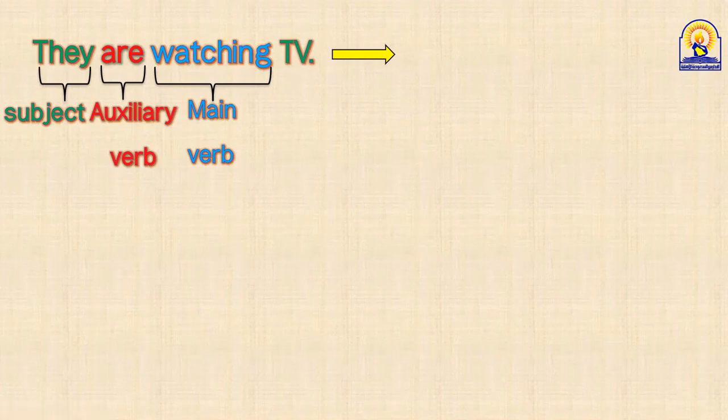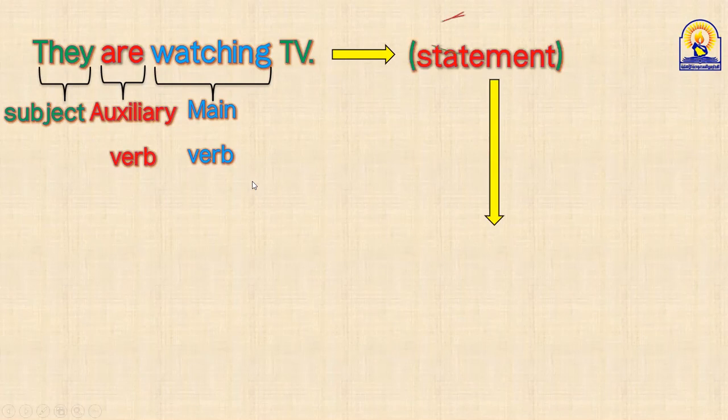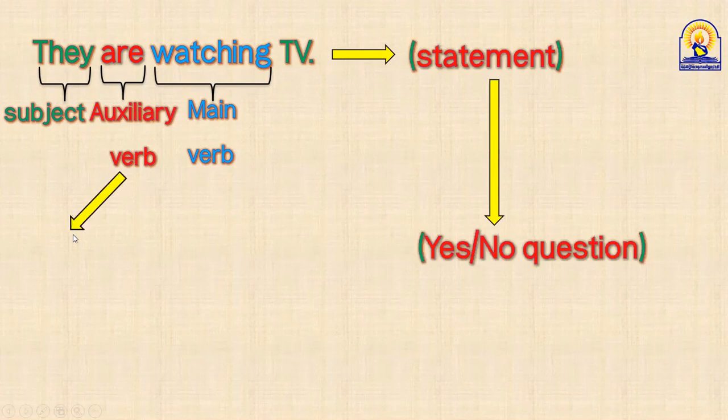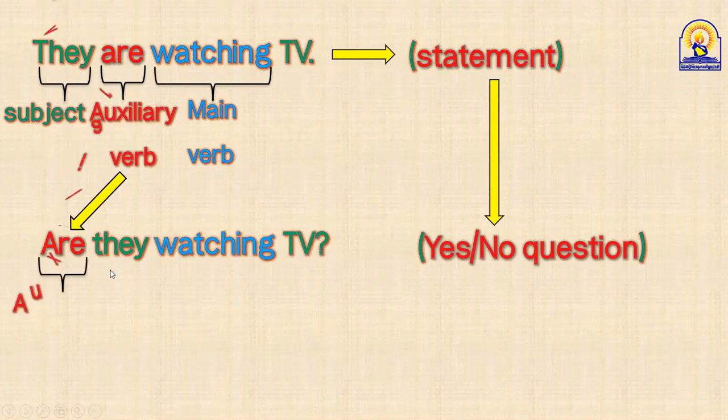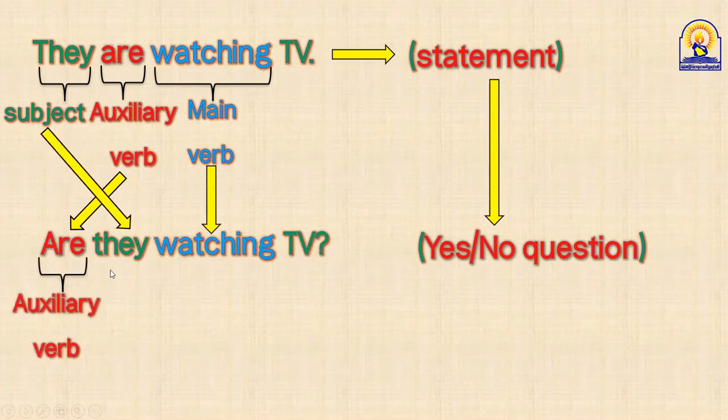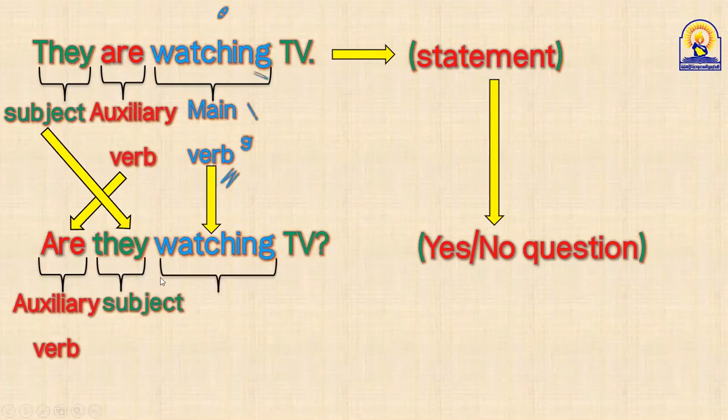Guys, I asked you many times to learn the auxiliary verbs by heart. You must learn them by heart because you are going to need them when you form a yes and no question, when you have a question tag, when you make a short answer, when you make a negative. So last lesson, we learned how to form a yes and no question out of a statement. We started with the auxiliary verb, okay, and then the subject, and then we used a question mark at the end. Okay, guys.